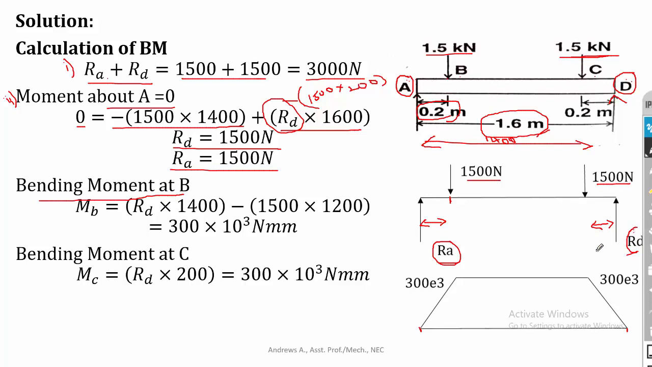The RD is acting in the counterclockwise direction, so I have considered it plus. The perpendicular distance from B to RD is 1400; the overall distance is 1600 and from B to D is 1400. So it is RD into 1400.